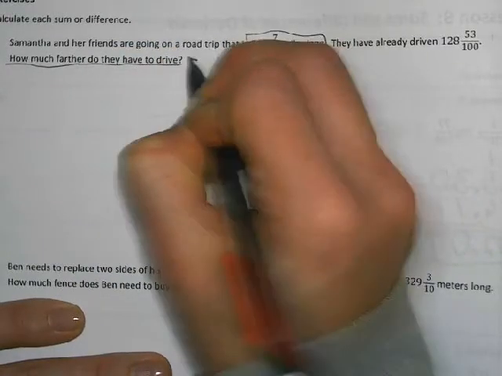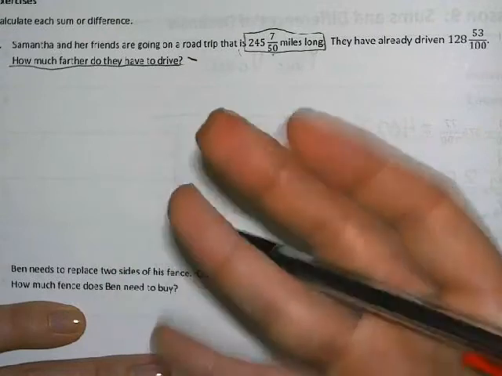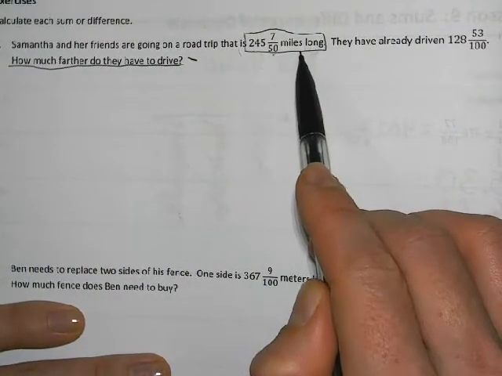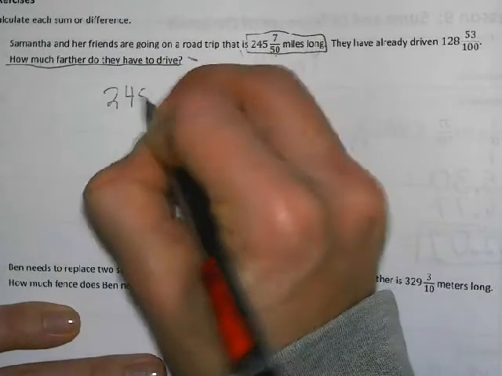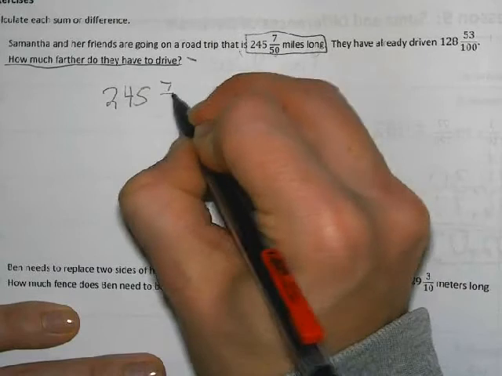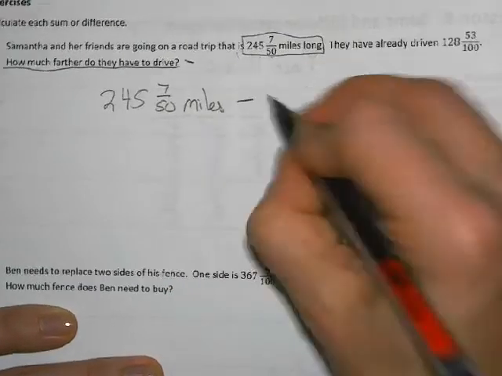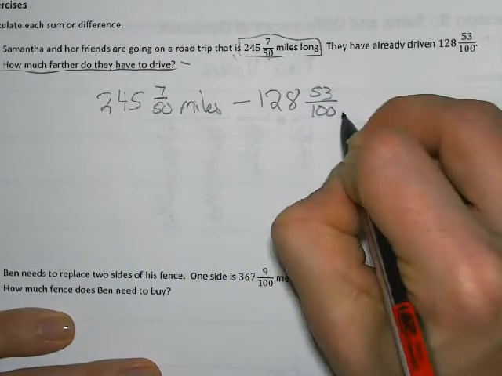So how much further do they have to go? We're going to subtract. I know it's subtraction because how far they have left to go will not be longer than what they are going to go for the whole trip. So the only option is subtraction. So we have 245 and 7/50 miles minus 128 and 53/100 miles.